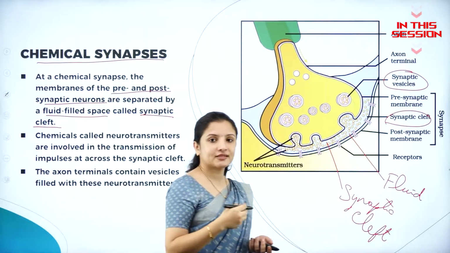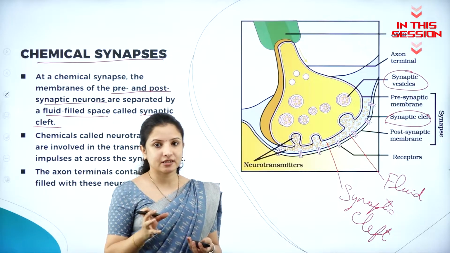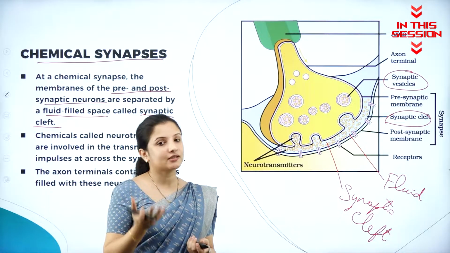What is there inside the synaptic vesicle? Neurotransmitters are there. What are those neurotransmitters? They are nothing but chemicals.